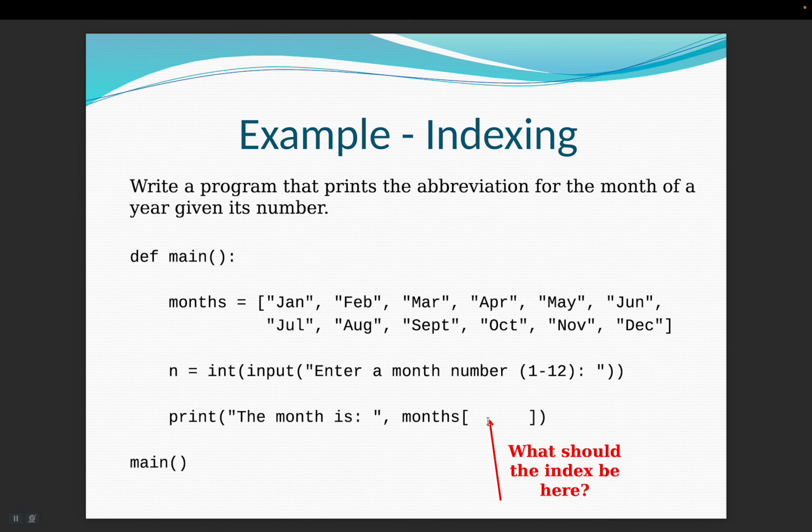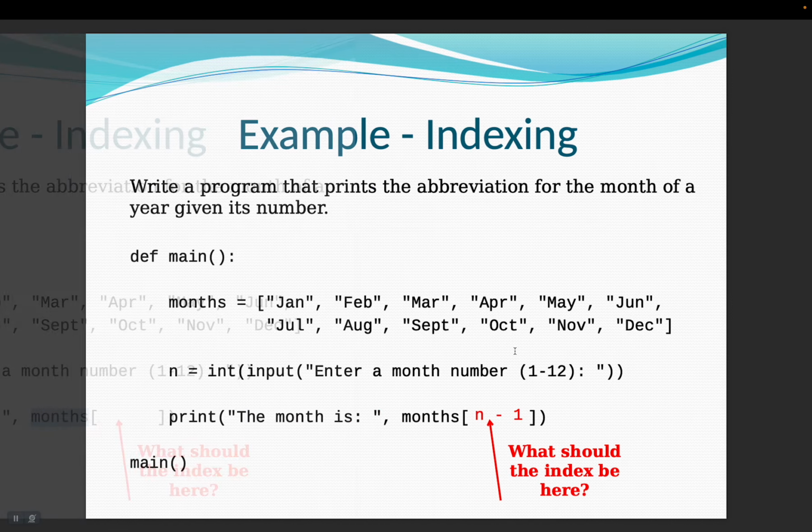The index here should be n, because that's what we're asking for. So we're saying enter a month number. So we're taking that number, and when we say months and we put n here, whatever the user put in, say the user put in 5, we're going to go 0, 1, 2, 3, 4, 5. And then we're going to print out the month is June. That's how it works.